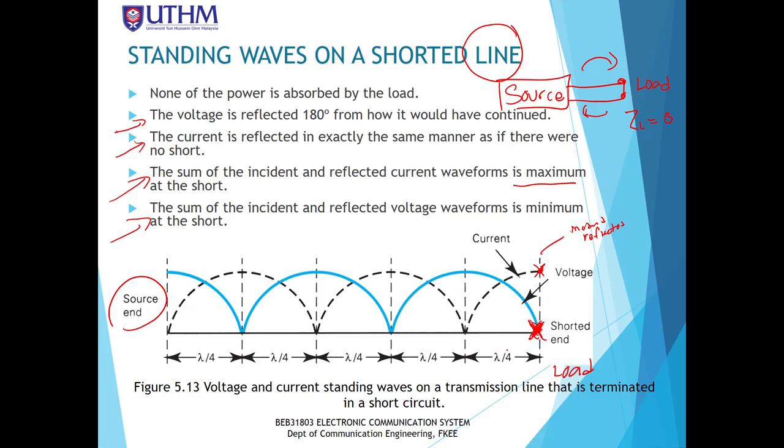And as we move lambda over 4 towards the source, what happens to the current? Current will be minimum. And then as we move another lambda over 4 towards the source, the current would be maximum, and so on. Whereas for the voltage, as we move from the load to the source at a distance of lambda over 4, the voltage would be maximum, or we can say an antinode. And if we move another lambda over 4 distance, the voltage is minimum at this point, and so on. So this is how we see the standing wave in these two extreme cases.